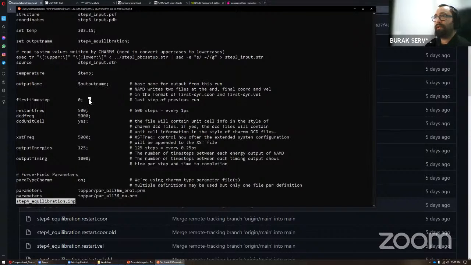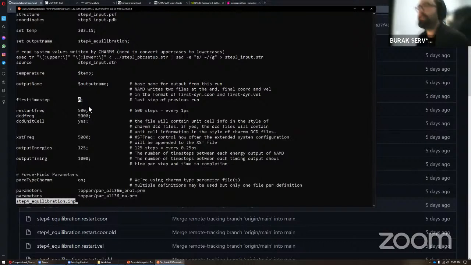Now the next command is about the first time step. And you know, we're gonna start our MD simulation, so we didn't do anything before. So our start point will be 0.